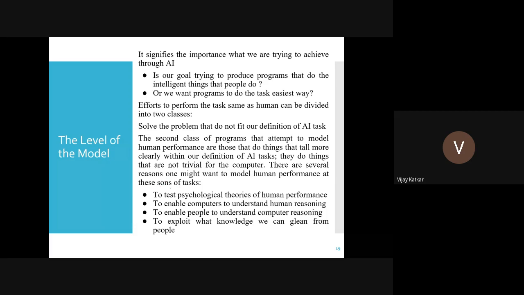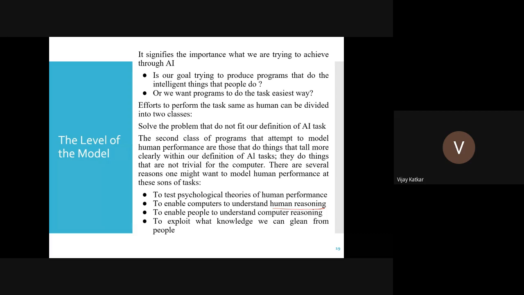First, to test psychological theories of human performance. You want to check how good a human is performing in a particular task. So what you can do? You can compare it with how the computer is performing. Second, to enable computers to understand human reasoning. It's an important thing. You want the computer to understand human reasoning. So it should not do the task in the easiest way. It should do the task how a human is thinking. For that, there might be some if-else rules, there might be some fuzzy rules. Use those things and implement it.